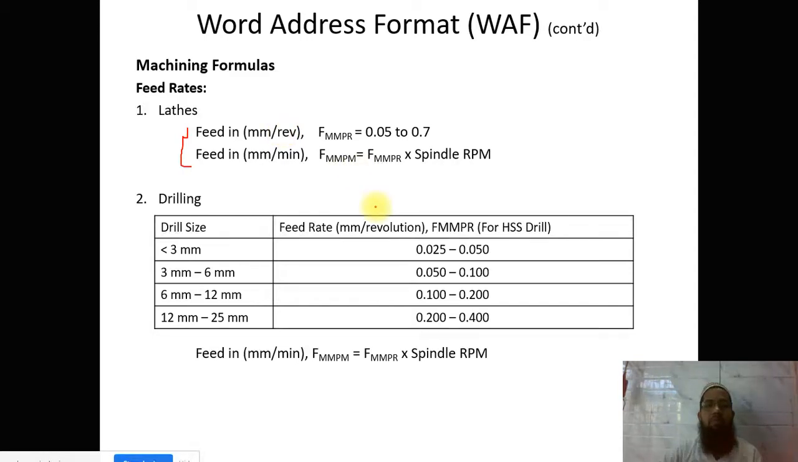For drilling, this information is also not too important. It is given only for the sake of information, but in the numerical it will be given. The same thing is given below also: feed per minute equals the same, for drilling and for the lathe we use the same unit for the feed, that is per minute. Just note down. Do not draw this diagram and table, it is not required to draw this table, just note down this formula, this formula, and this formula.